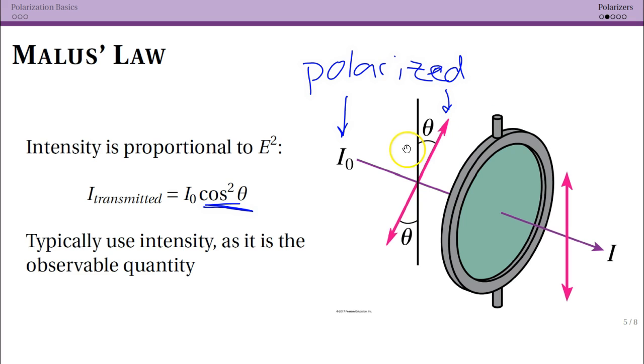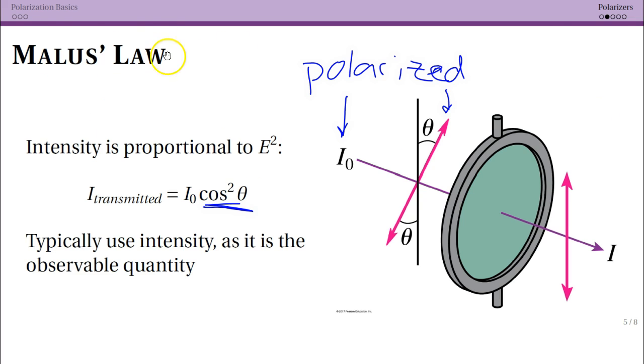So most of the time we don't actually use the electric field magnitude itself. We usually do use intensity. And the reason for that is intensity is what we actually observe. We would observe intensity with our eyes. We would observe intensity with a detector. We don't usually directly measure the electric field magnitude, at least in visible light. So that's why we're working with intensity.